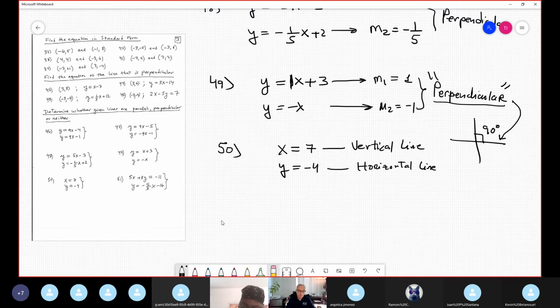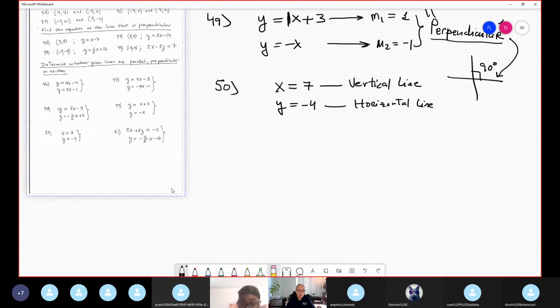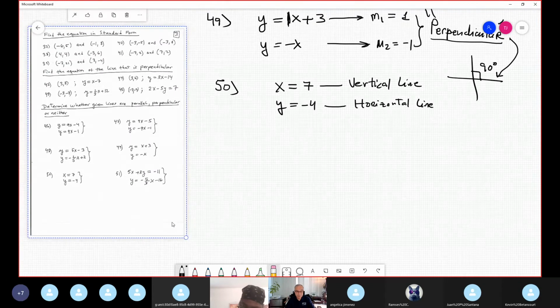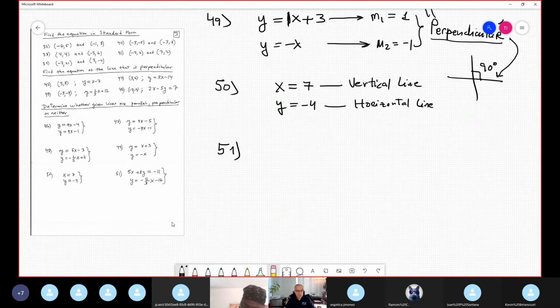Yes or no? Okay, now 51. 51 is 5x plus 3y equal negative 11, and y equal minus 5 over 3 x minus 16.